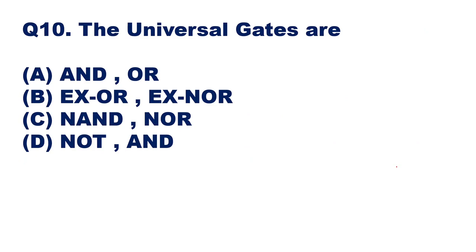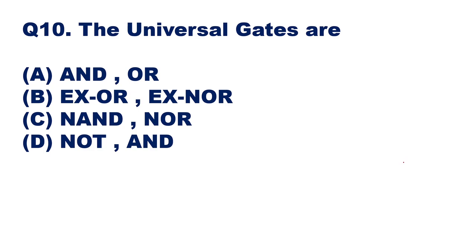Then we'll go to the next question, question number 10. The universal gates are, so we have studied our universal gates as NAND and NOR gates. After we have studied the basic logic gates AND, OR, NOT, and then we studied NAND and NOR, and we saw that with NAND and NOR we could build up any other gate. So NAND and NOR were called as universal gates. So here the option, the universal gates are NAND and NOR gates.